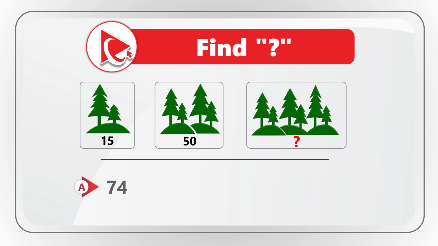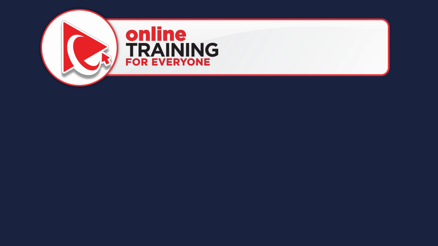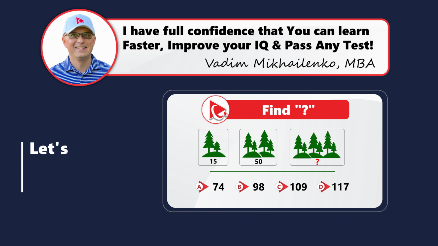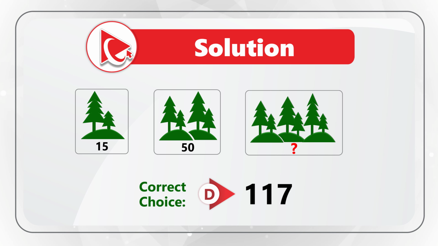Choice A, 74. Choice B, 98. Choice C, 109. And last but not least, choice D, 117. Take a close look, maybe pause this video to see if you can come up with the solution. On my end, I'm moving forward to share with you my version. And obviously, if you have a better way to solve it, please make sure to post in comments. As you might have calculated, the correct answer here is choice D, 117.